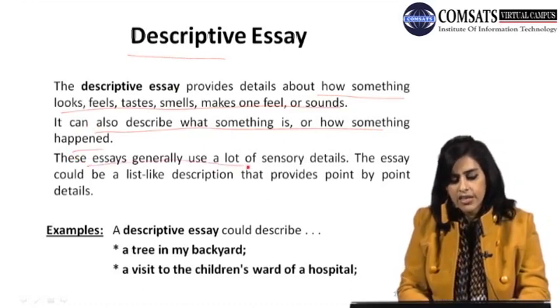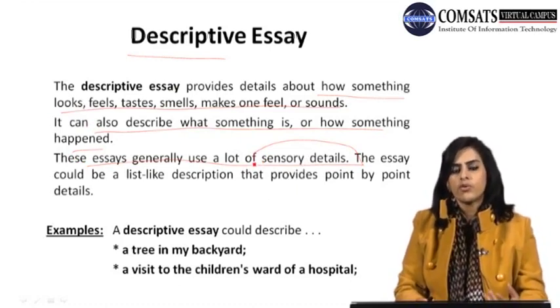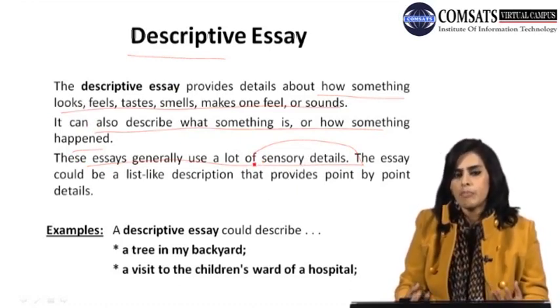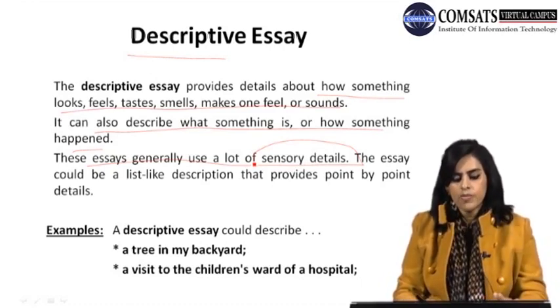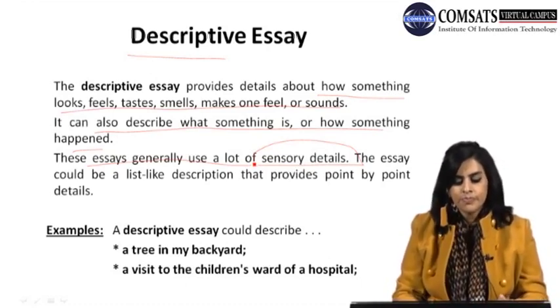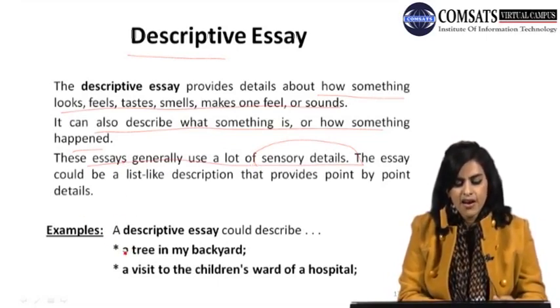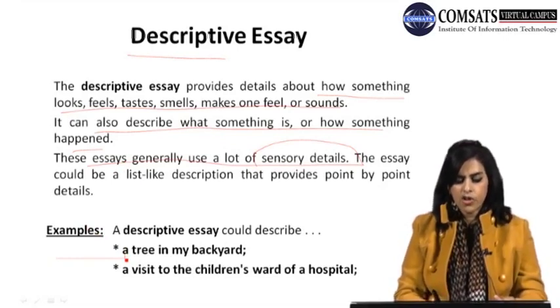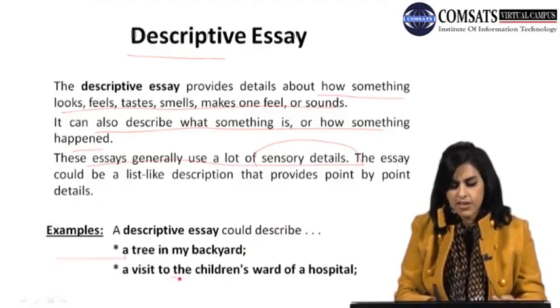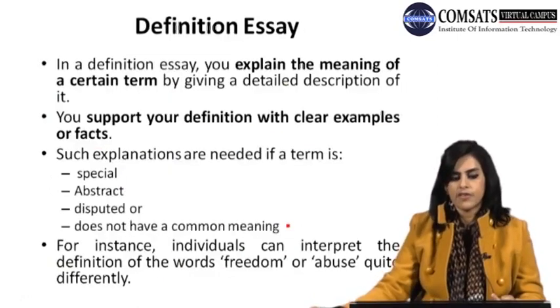These essays generally use a lot of sensory details, because you are trying to describe something. Maybe you are trying to describe a painting, a place, or the personality of a person. The essay could be a list-like description that provides point-to-point details. The examples that we discussed in our descriptive essay are a tree in my backyard and a visit to the children's ward of the hospital. I hope that you have learned how to write a descriptive essay.